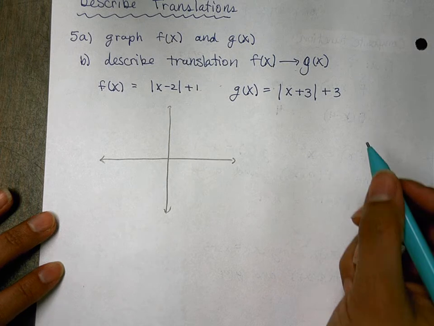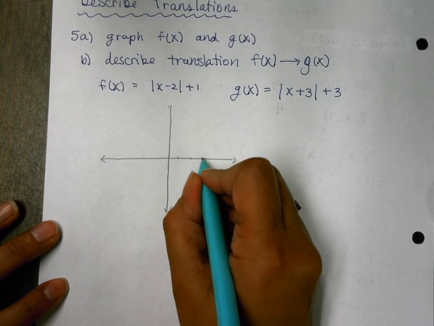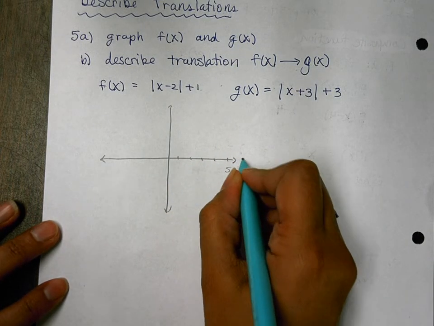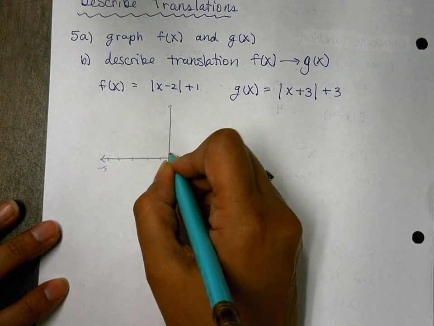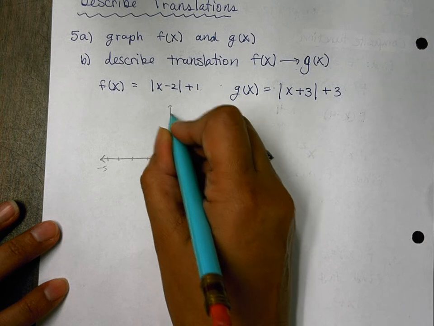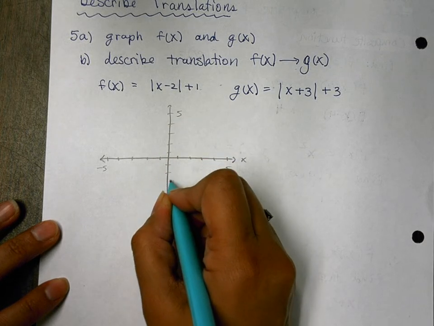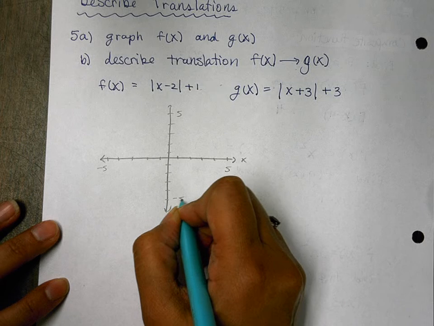I'm going to make this a 5 by 5. 1, 2, 3, 4, 5. 1, 2, 3, 4, negative 5. 1, 2, 3, 4, 5, and 1, 2, 3, 4, negative 5.